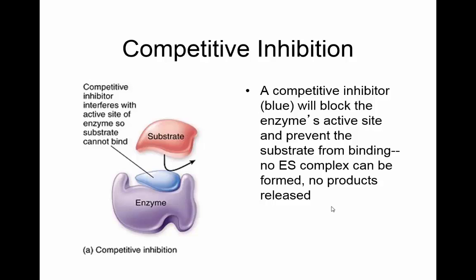So in this picture here, we see the enzyme in purple, we see the competitive inhibitor molecule in blue, and we see the substrate above in red. You'll notice that the competitive inhibitor does not have a really tight fit to the active site like the substrate would. The substrate is perfectly fit to the active site, but the competitive inhibitor is just anything that's able to fit in the active site and prevent the substrate from binding. When this happens, there's no enzyme-substrate complex formed and no products released from this reaction.